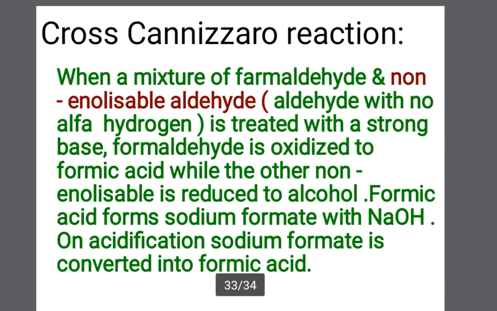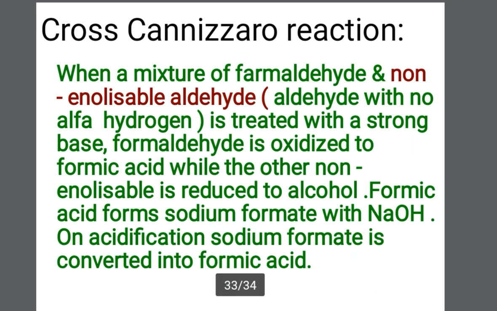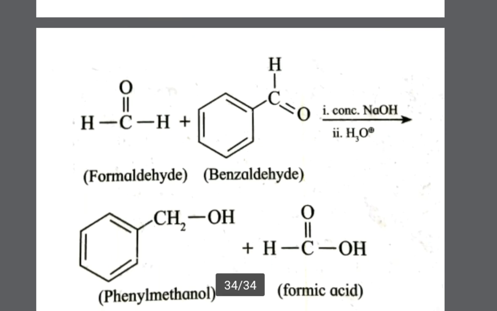This is cross. Next, similar to cross aldol condensation, here also there is cross Cannizzaro reaction. When a mixture of formaldehyde and a non-enolizable aldehyde is treated with a strong base. Non-enolizable aldehyde means what? Aldehyde with no alpha hydrogen. Formaldehyde is oxidized to formic acid, while the other non-enolizable aldehyde is reduced to alcohol. Formic acid forms sodium formate with NaOH. On acidification, sodium formate is converted into formic acid.